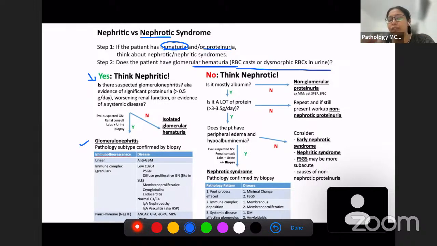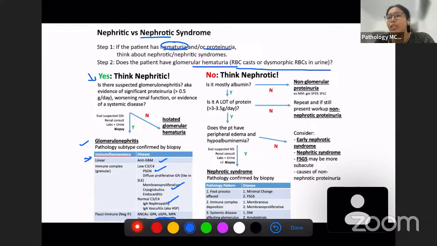We said nephritic syndrome is going to have hematuria, hypertension, and proteinuria, which is less than 3 grams per day, right? So we have certain conditions which are associated with nephritic syndrome: anti-GBM disease or Goodpasture syndrome, post-streptococcal glomerulonephritis, membranoproliferative glomerulonephritis, IgA nephropathy, and other pauci-immune diseases, like granulomatosis with polyangiitis, and things like that.